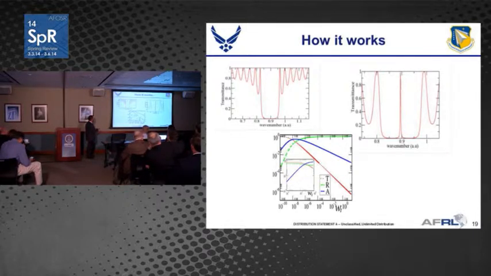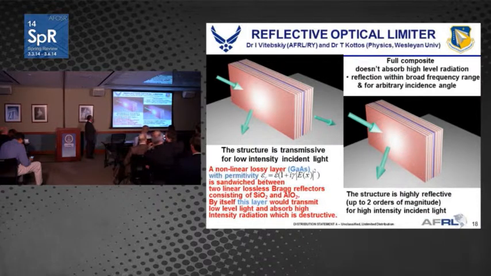So that's interesting. But now the real question is, what happens if somebody's trying to really screw around with you and send a very high intensity light toward this thing? This thing works by, instead of absorbing the light, which might destroy it, it certainly will heat it up, reflecting the light when it gets high enough intensity. This is a nonlinear layer, as it says down there, with an epsilon that moves as E squared. And the full composite doesn't absorb high-level radiation. It reflects it at arbitrary angles.